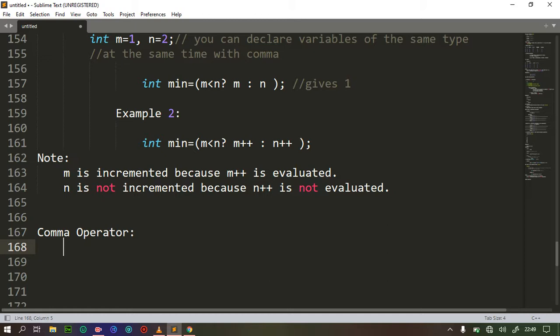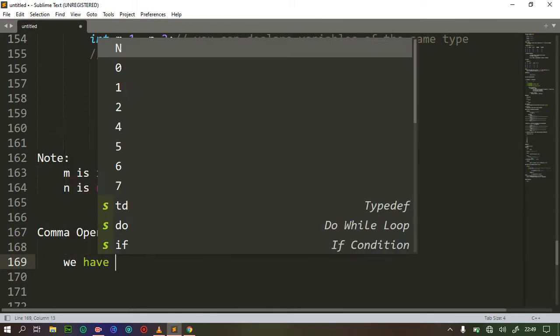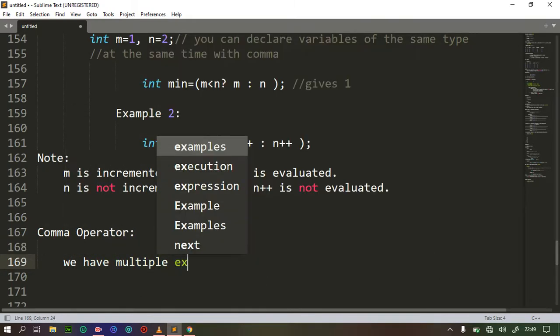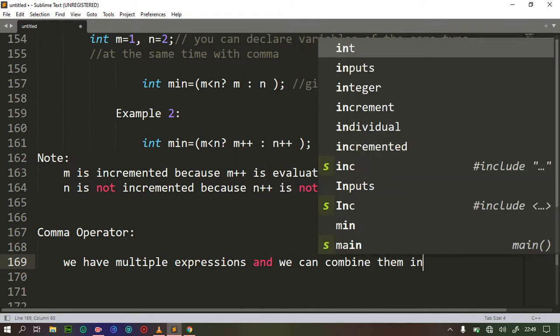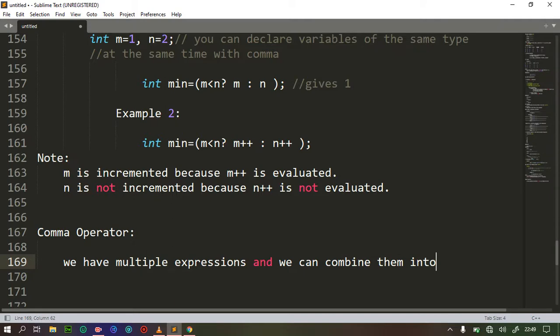Now, there are cases whereby we have multiple expressions. Don't forget what an expression is. We talked about that in the previous episodes. So there are cases whereby we have multiple expressions, and we can combine them into one. There are such cases. I have multiple expressions and I want to combine them into one.